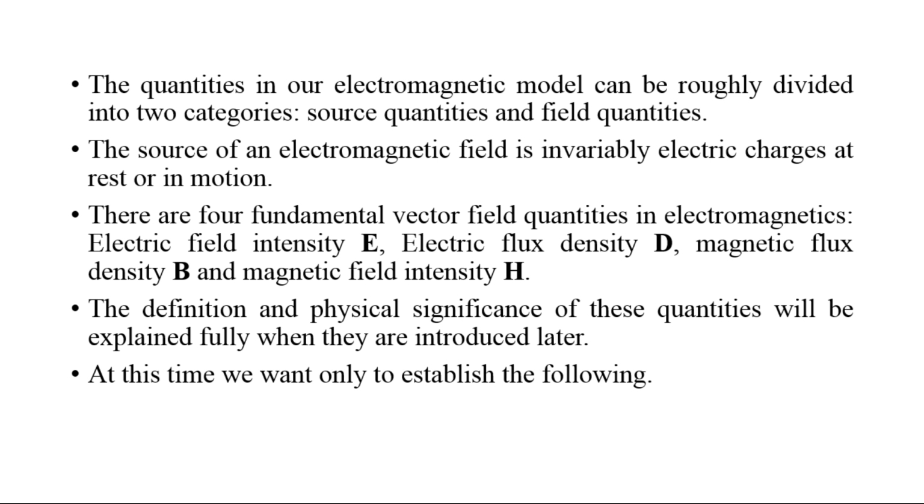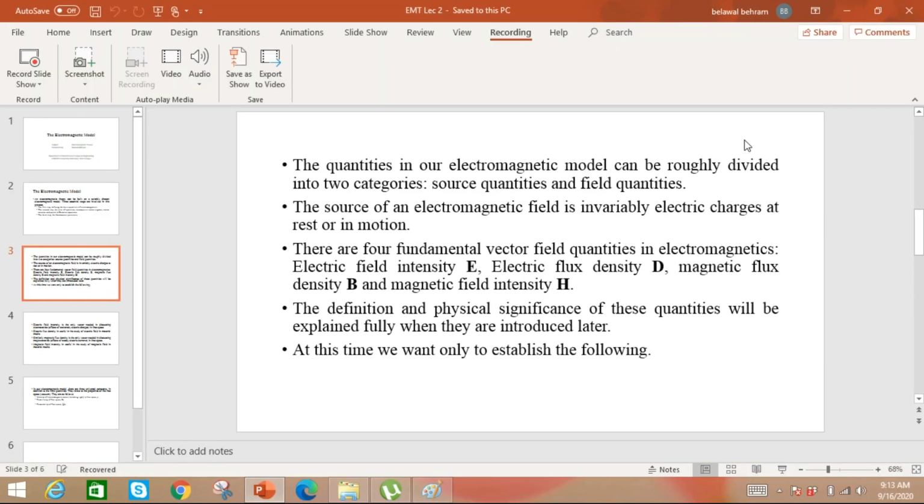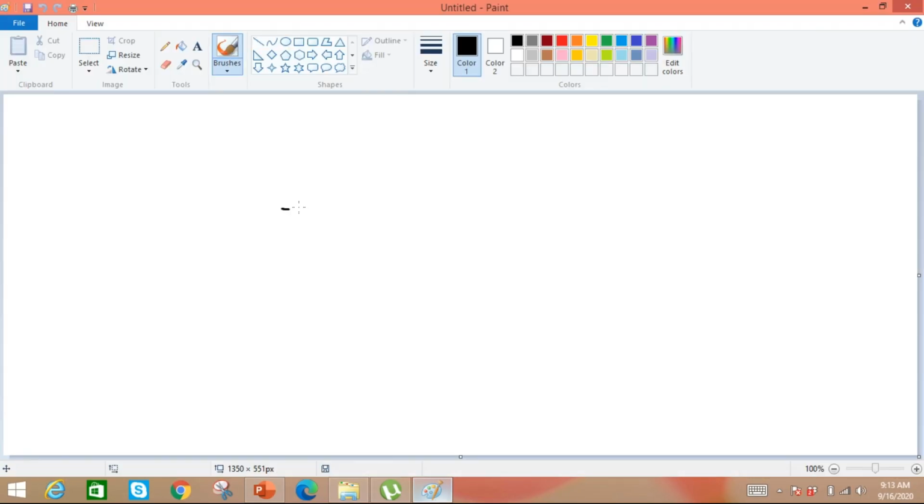We can say that the smallest charge we consider is the charge on an electron. So what is the charge on an electron? The charge on an electron is equal to 1.6 into 10 raised to power minus 19 coulombs, whereas coulomb is the unit of charge.